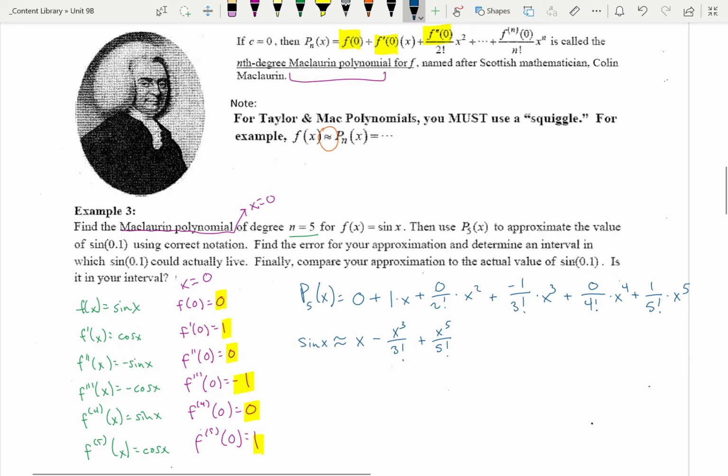All right, so now it says to use this polynomial to approximate sine of 0.1. This is pretty much the same thing we did with the tangent line, isn't it? Except it's a little bit more involved because we've got more terms. But we're just going to replace each of our x values with a 0.1. And we can say that the sine of 0.1 is approximately equal to this thing right here. Now, I'm not interested in you calculating what that is by hand. So if you don't have a calculator, then you would just leave it like this.